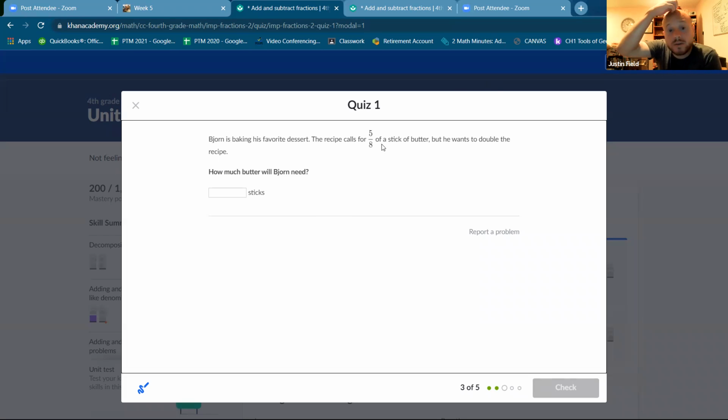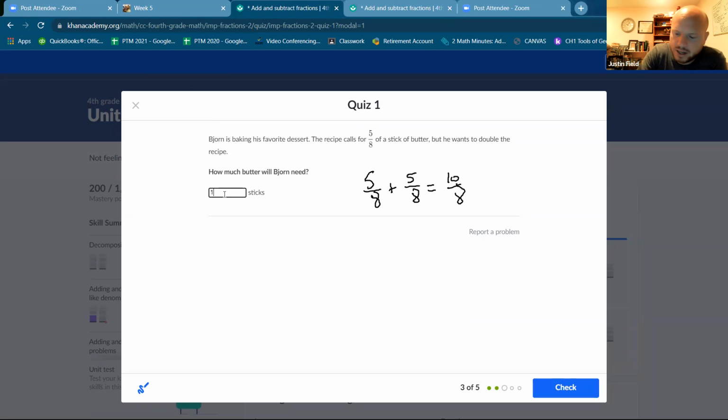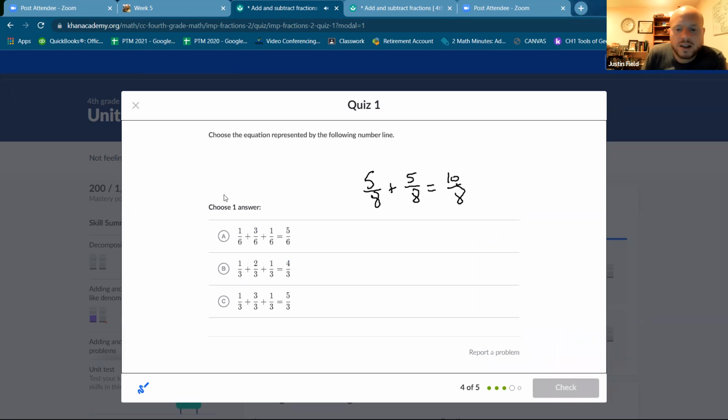Bjorn is baking his favorite dessert. The recipe calls for 5/8 of a stick of butter, but he wants to double the recipe. How much butter will Bjorn need? So if he wants to double the recipe, that would be 5/8 times 2, or using what we're doing, 5/8 plus 5/8. What would that be? 10/8, right? All right. I shouldn't have done that one. I should have said, you can figure it out.